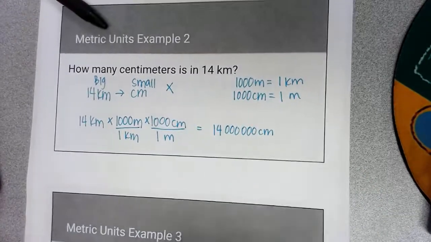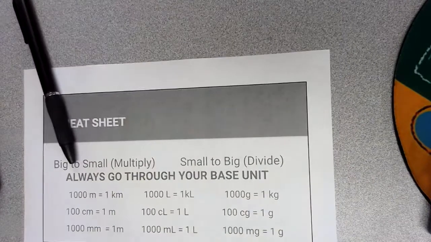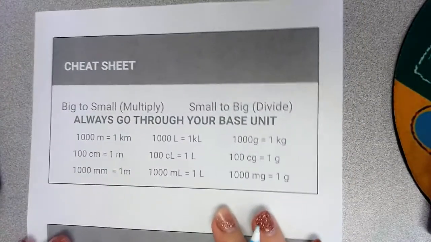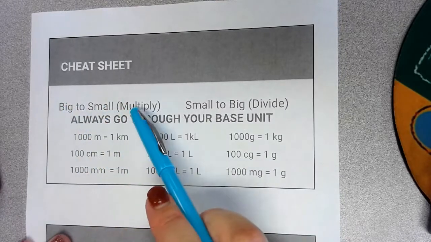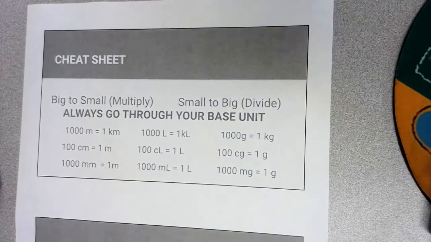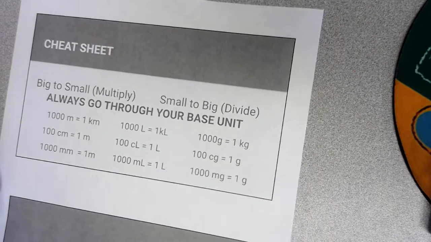So let's look at your assignment. Oh, here's my cheat sheet. And this is also on your notes as well. So always go through your base unit. Big to small, multiply. Small to big, divide. Let me grab your assignment really quick and let's look at this. Where's it at?